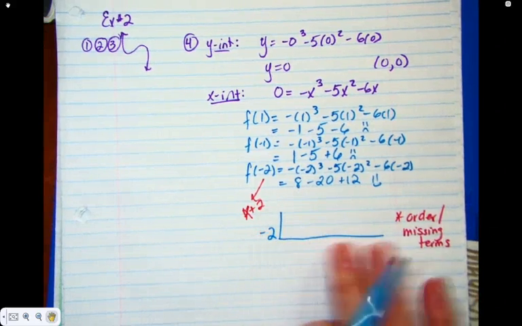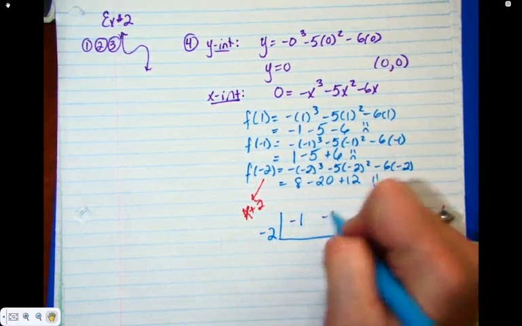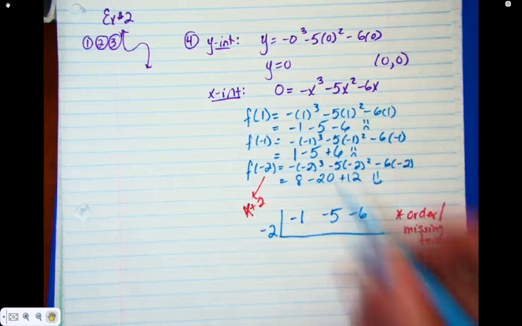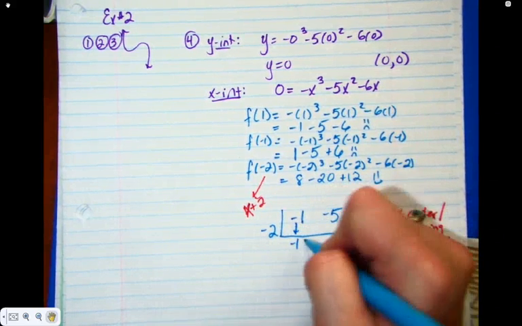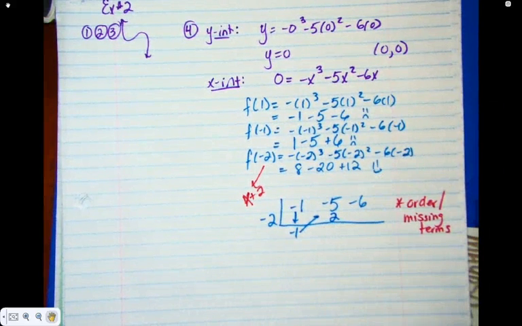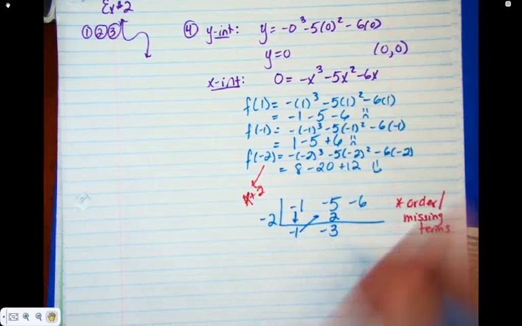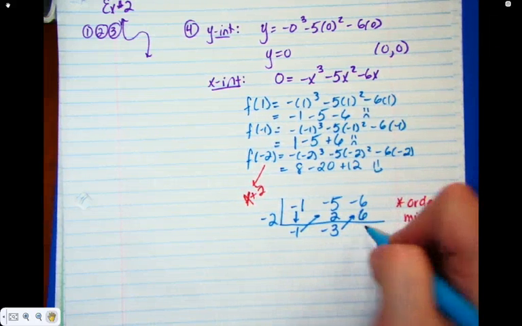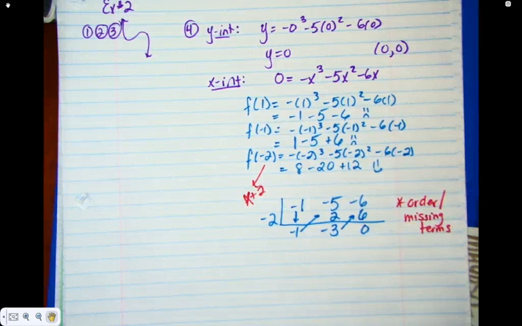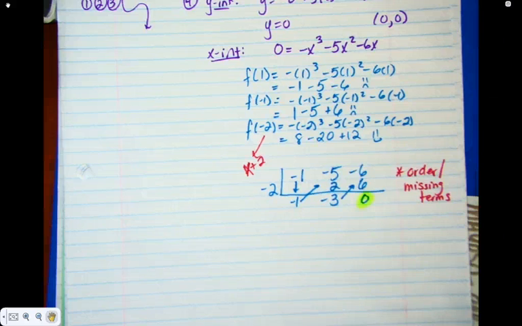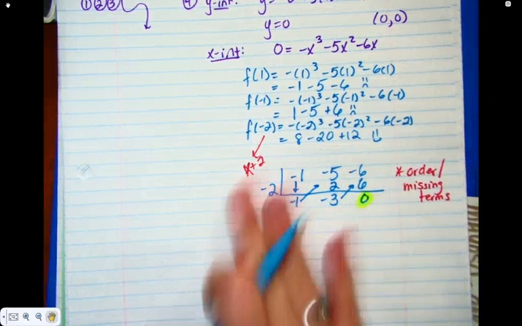So what are the numbers that are going to go inside? Negative 1, negative 5. And again, if you wanted to put the 0, you could. It's not going to change anything. Drop the negative 1. Negative 2 times negative 1. Add negative 5 plus 2. Multiply negative 2 times negative 3. Add negative 6 plus 6. I'm going to highlight that because it's our little built-in check. What did we talk about last class? It has to be 0. If it's not 0, you've done something wrong. Okay, so what's the answer from this?